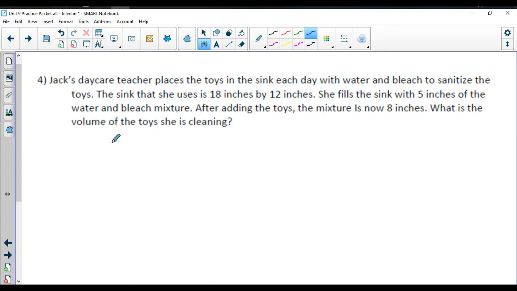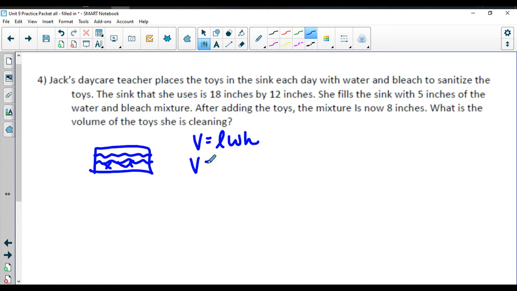So we're going to actually figure out the volume of both situations and then subtract. Because think about here you have your sink. The water's here after she puts in all the toys. Now the water has moved up to this point. So for our volume, we're doing length times width times height. So the initial volume is 18 inches times 12 inches times 5 inches with the mixture. So 18 times 12 times 5 is 1,080.